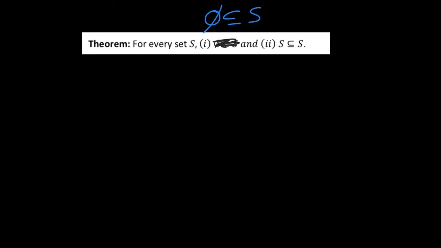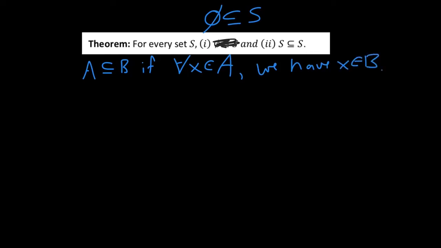At any rate, for every set S, the empty set is a subset of S, and S is a subset of itself. Well, let's check the definition and see if that's true. So recall the definition. A is a subset of B if for every X in A, we have that X is also in B. So what would that say for the first part of that theorem? What would that say when we're considering the empty set?